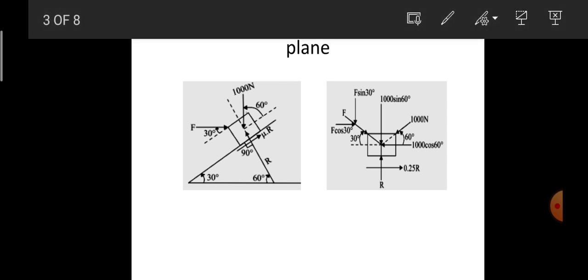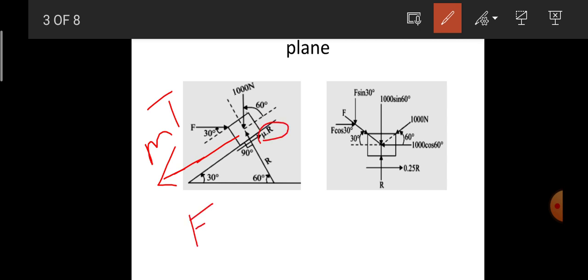Here you can observe in the first sketch that the motion trend is in the downward direction, the object going downward. Whenever the motion trend is downward, exactly in the opposite direction there will be the frictional force. It is given by mu into R, as we know that F by R is equal to mu. So F is expressed in terms of mu and R, that is, mu into R.